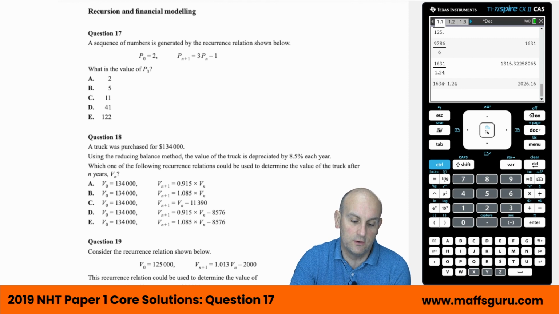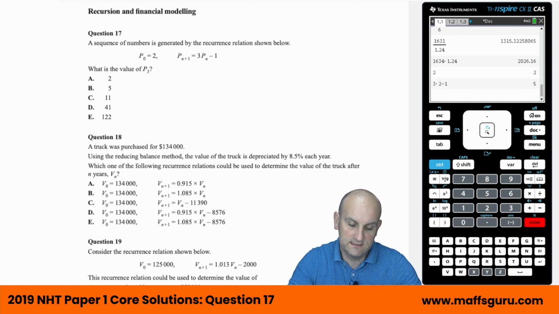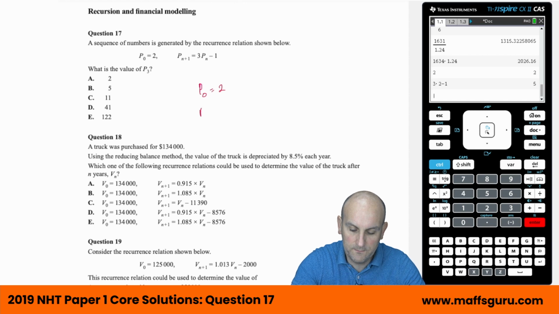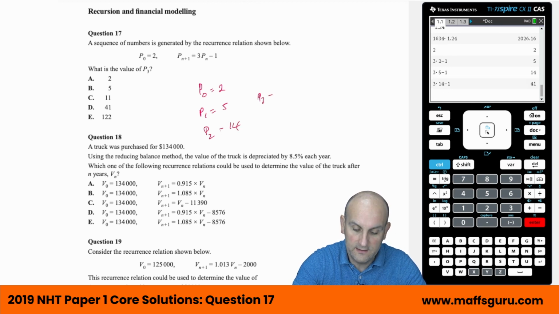A sequence of numbers is generated by the recurrence relation as shown below. What is the value of P3? Right, firing up my calculator. I know the start value is 2. I know that I'm going to get 3 times my previous answer, and I'm going to subtract 1. So there's my second term. So P0 is 2, P1 is 5, P2 is going to be 14, and P3 is going to be 41.